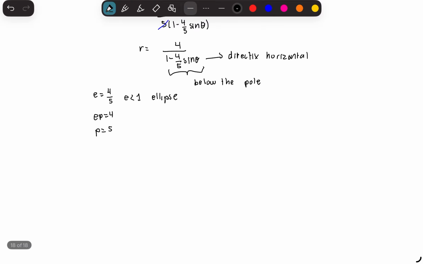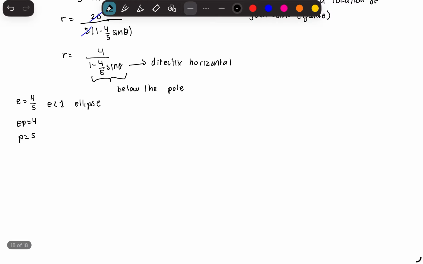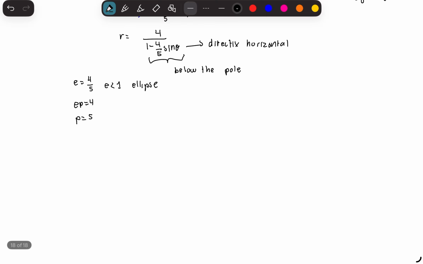And because it's minus, that means it's going to be below the pole. So essentially your directrix is going to tell you the location of your conic, it's essentially going to guide it. It's kind of like an asymptote, and where it can be and where it cannot be. So it's going to be below the pole. So we can see that p is equal to 5, and we know that our directrix has to be 5 away from the pole. So our directrix is going to be y is equal to -5. So that's going to be that horizontal line at -5.